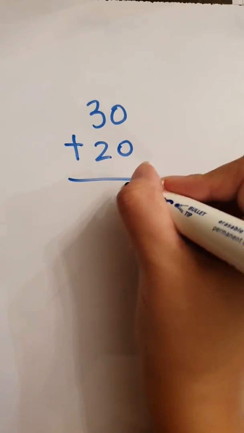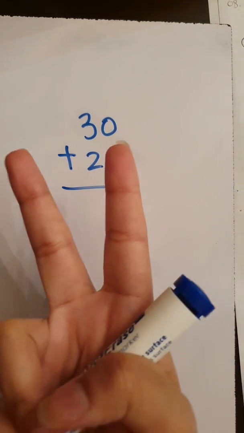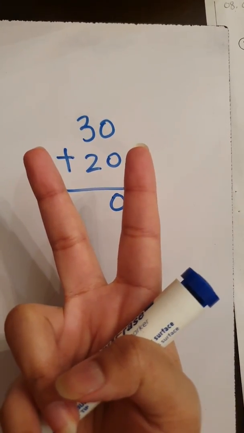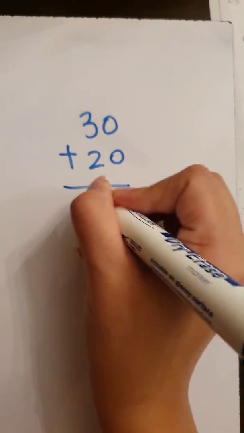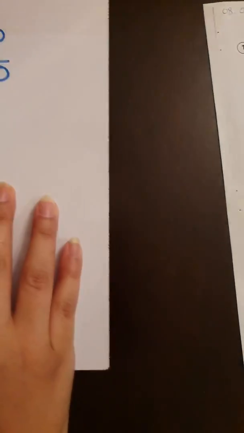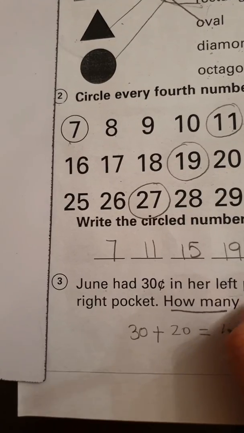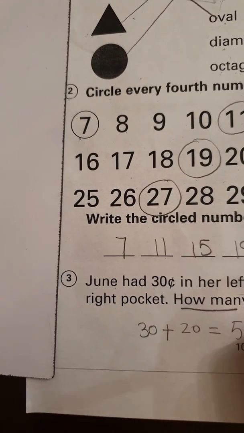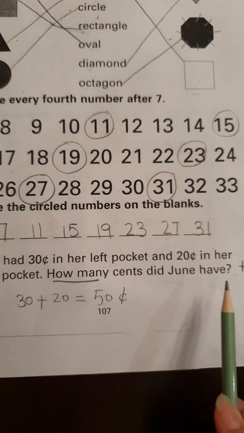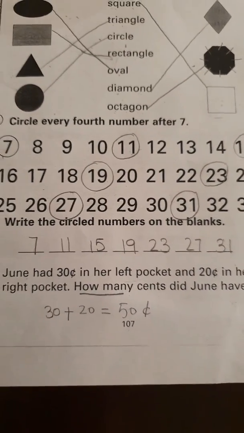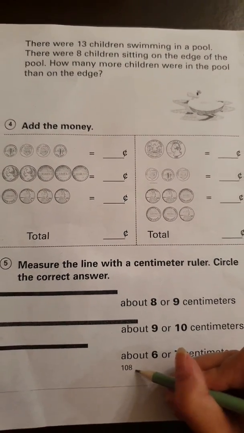Now let's see. 0 plus 0 is 0. Then 3 is the bigger number. So we're going to put 3 in our mind. And we're going to take 2 fingers out. And we will count after 3. So we have 4 and 5. So our final answer is 50. So let's go to our page and write 50 cents. So basically, June had 50 cents all together. Wasn't this easy, guys?